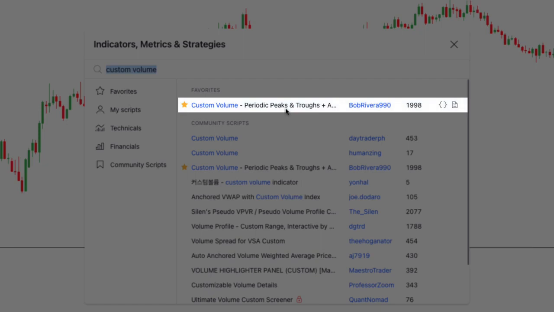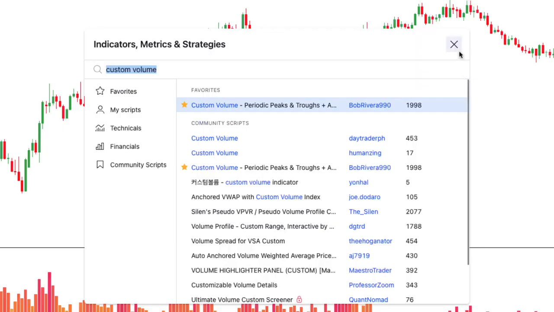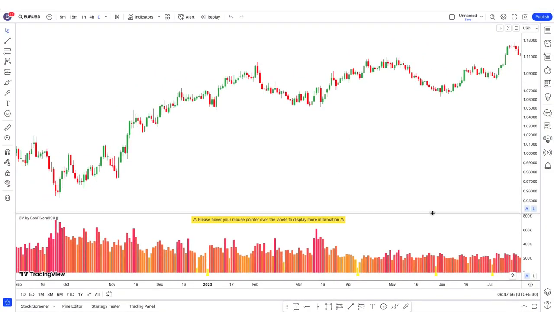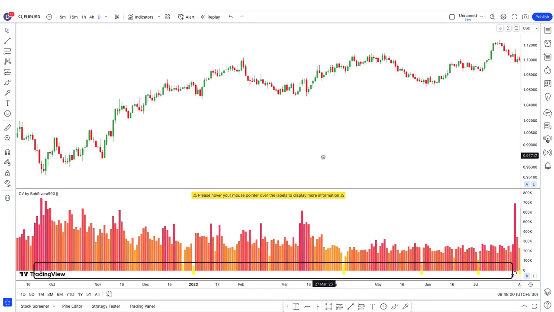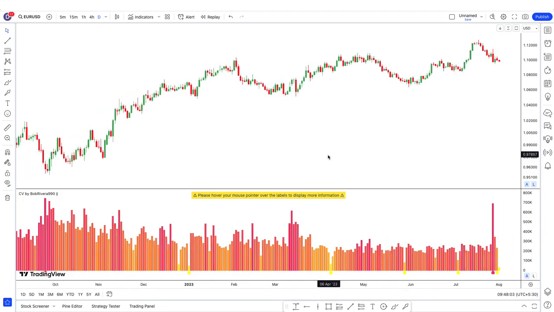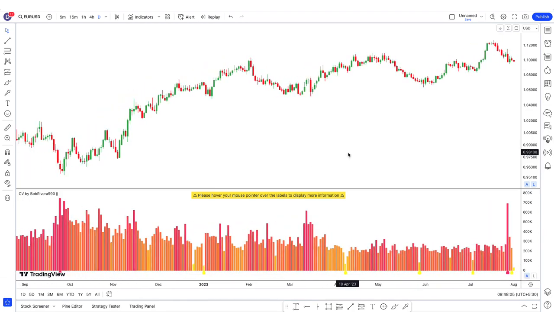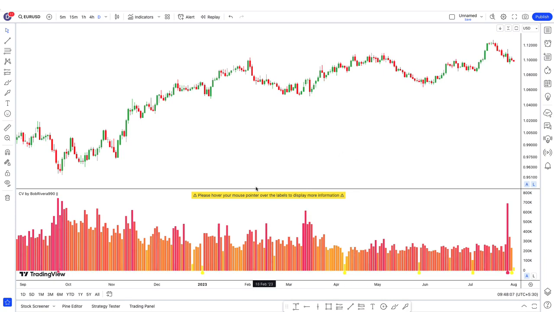This one, which is written by someone named Bob Rivera 990. Alright, this is the indicator. And as you can see, it's added here below the chart. It's similar to the ordinary volume bars that you're familiar with.